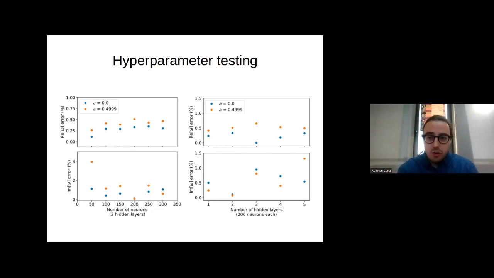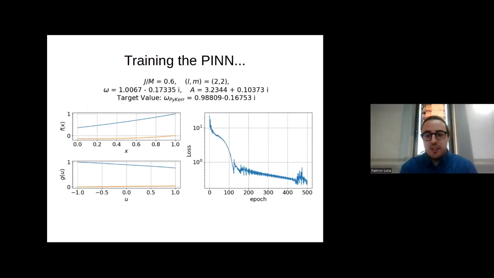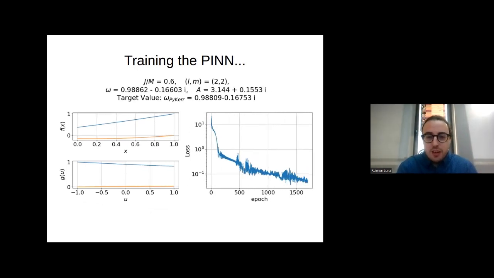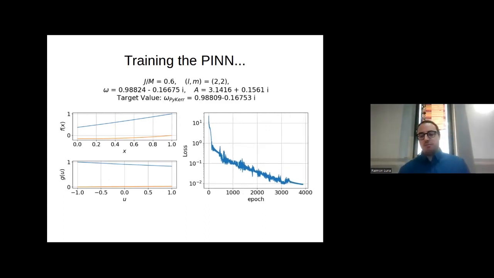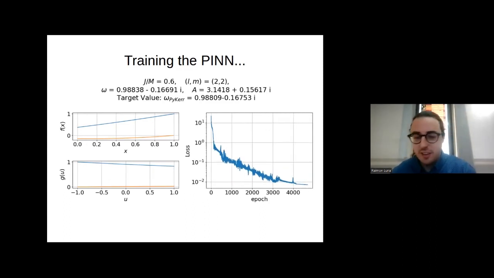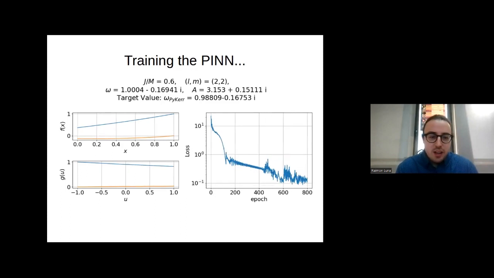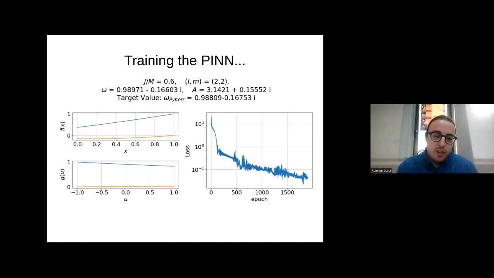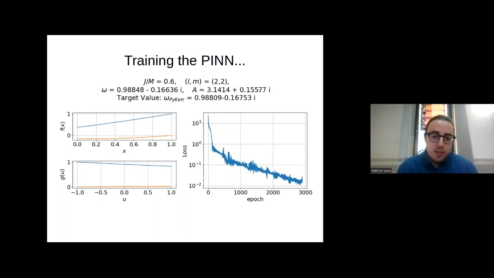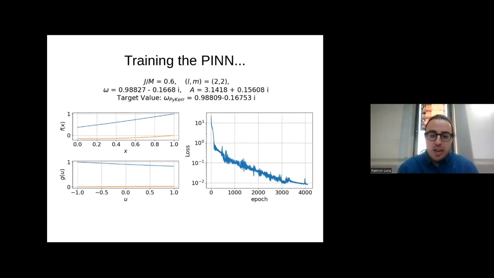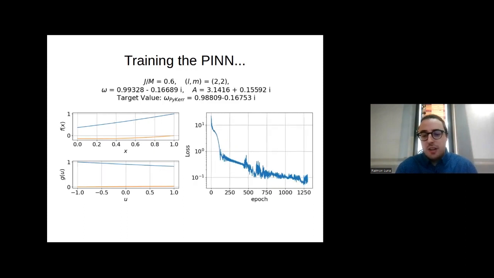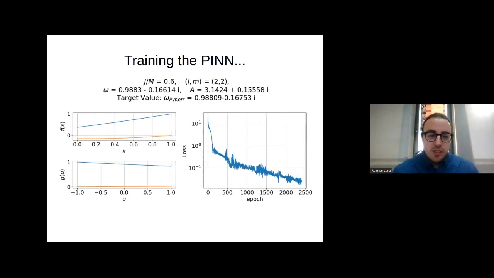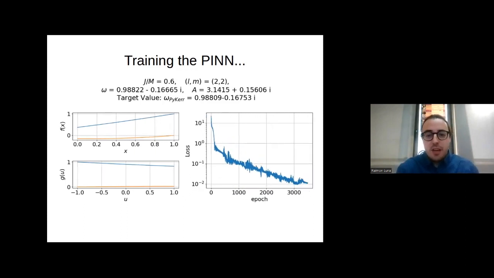Okay, so by doing this, we can start training. Here you have an animation. I hope you can see it in a more or less good quality. Here you can see how the F and G functions are being trained, how they evolve as we do more and more iterations that we call epochs here. And you can see how the omega and A eigenvalues are evolving when we train.